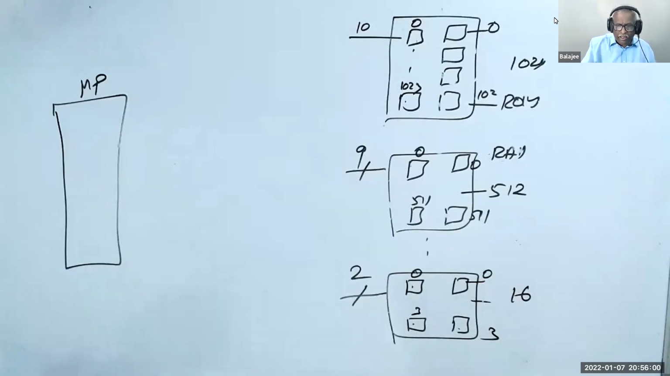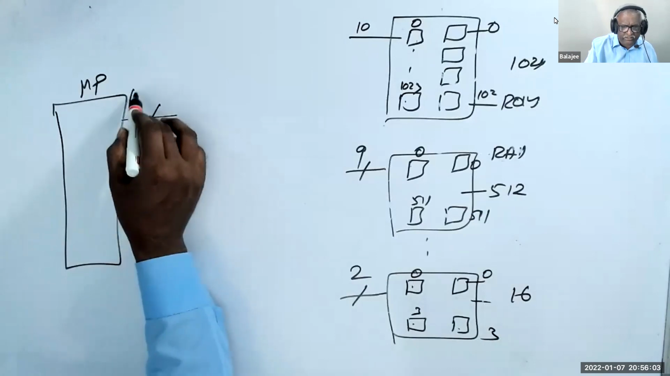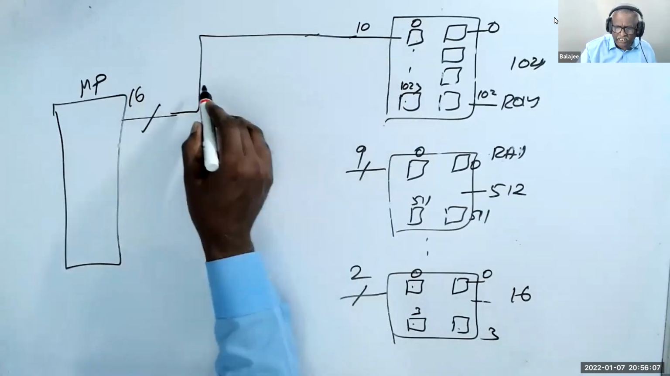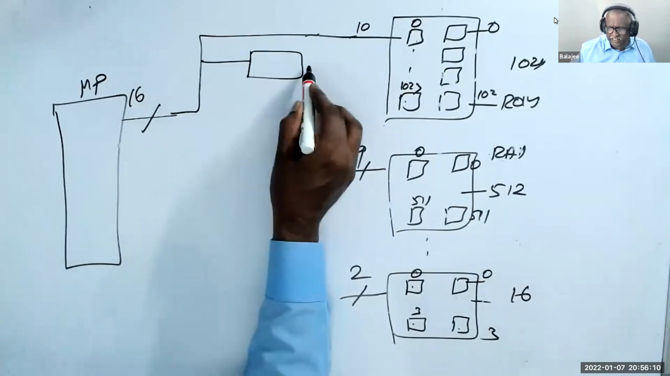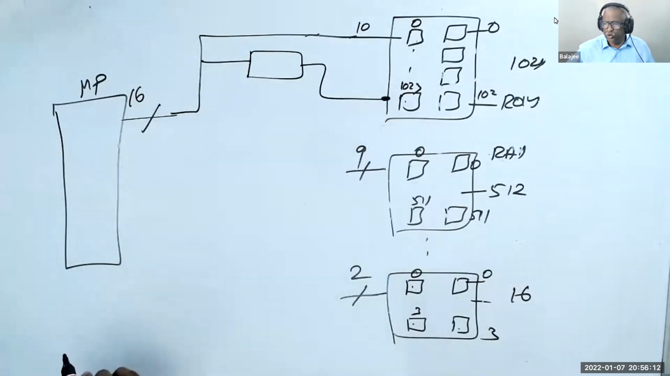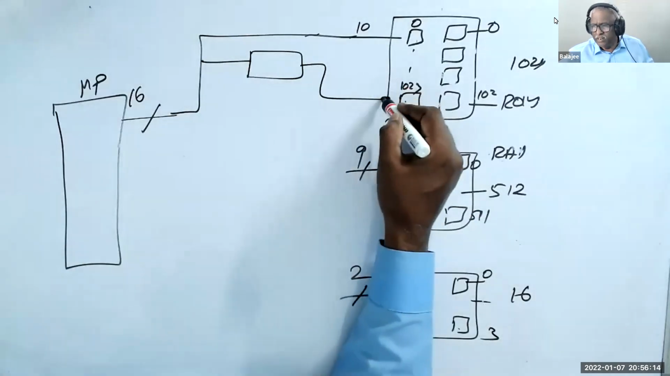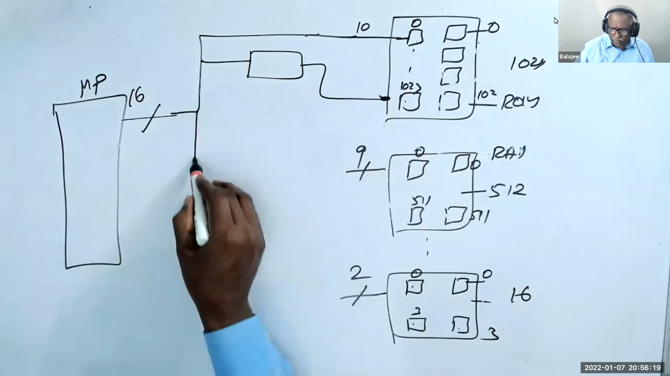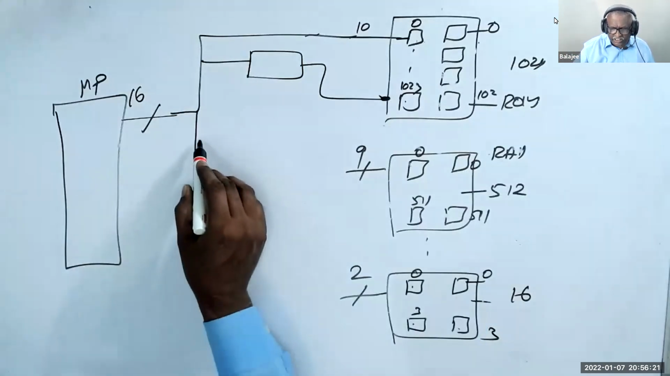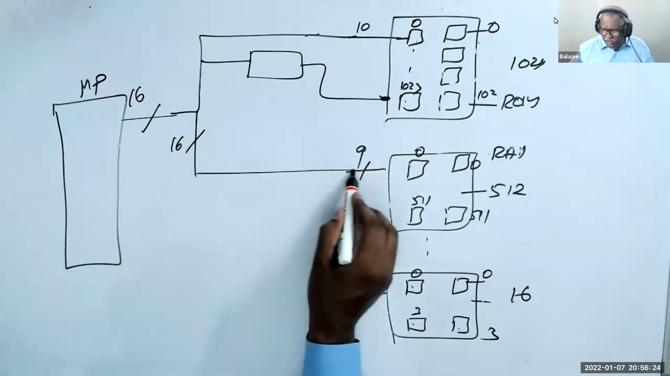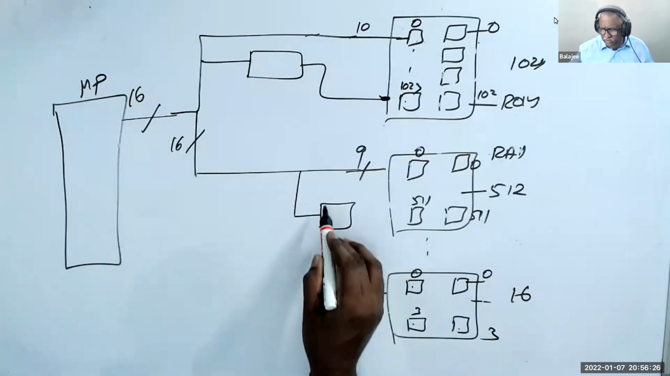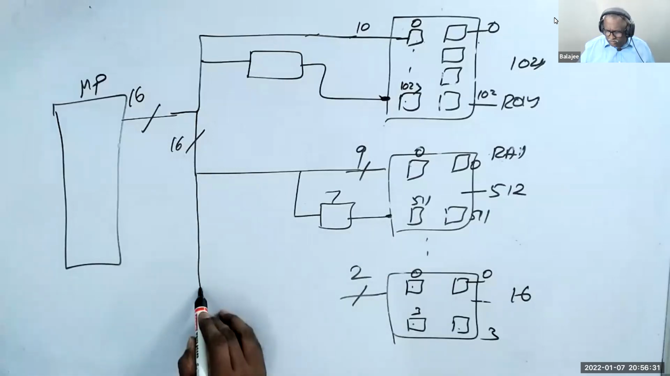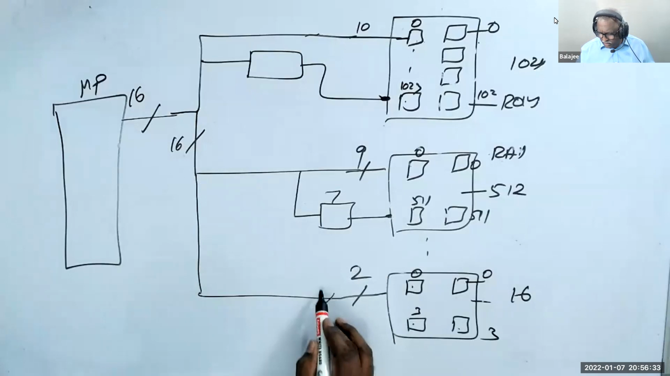Now, the microprocessor is giving 16 wires. This one needs 10. I connect the 10 here, and the remaining 6 are connected to the logic and select the chip. So this is used to select the team. This is used to select the individual inside the team. Now this one, I get once again 16. I divide 9 here, 7 here, and so on.